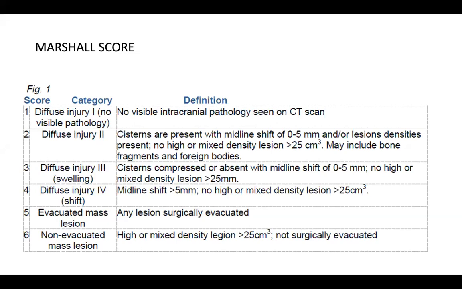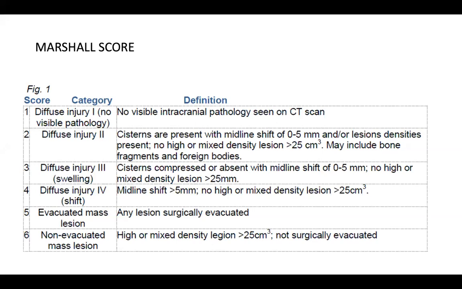Grades 2 and 3 are almost similar, but in 2 you have cisterns. The basal cisterns are the ones you look at, which tell you about edema. In grade 2 the cisterns are open with a midline shift less than 5 millimeters, or a clot less than 25 cc. Grade 3 is usually when you have a midline shift of less than 5 millimeters, but you have the cisterns compressed, which tells you the intracranial pressure is very high, but there's no mixed density lesion of more than 25. Here, there's not much role for surgery.